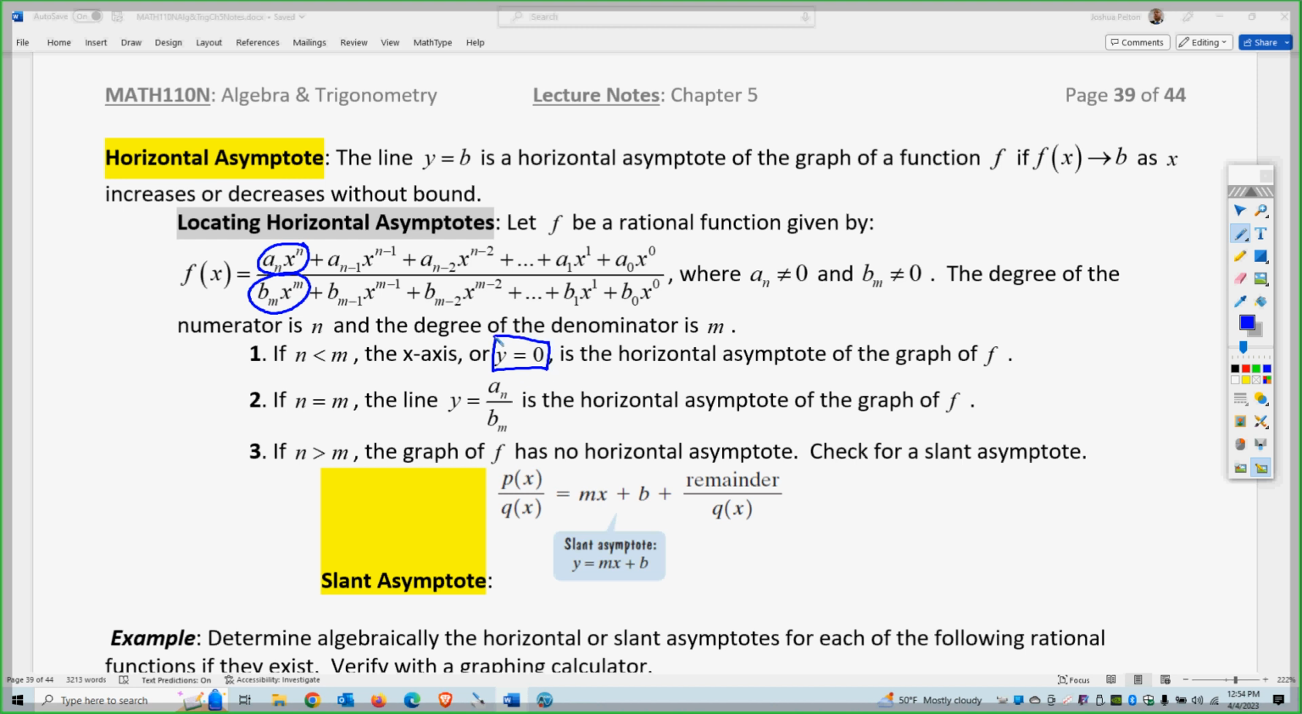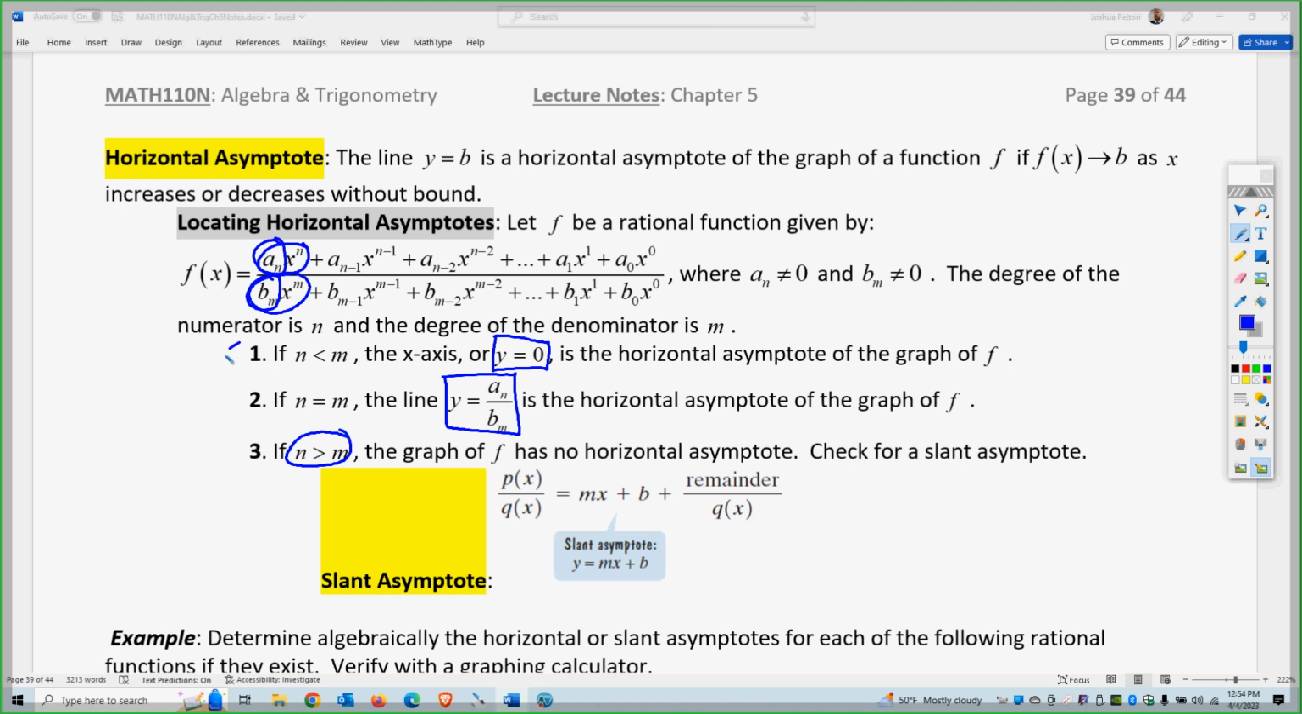horizontally. If they're equal, meaning they have the same power, they're both to the third power, they're both to the fourth power, you have to divide the coefficients to figure out what the actual asymptote is. If the numerator is bigger, it's going to infinity. So at that point, you have to do long division or synthetic, whichever, to figure out this slant asymptote.